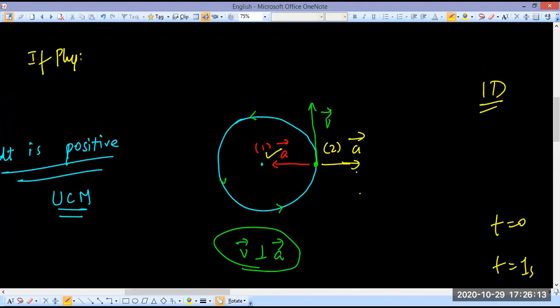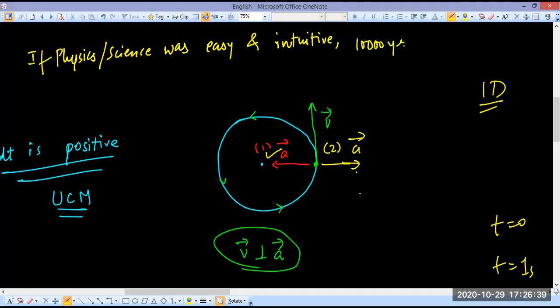If physics or science was easy and, you know, what do we say, intuitive, right, we would have discovered everything maybe 10,000 years ago. Sachi baat ne? Right?